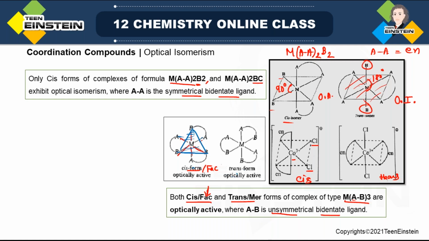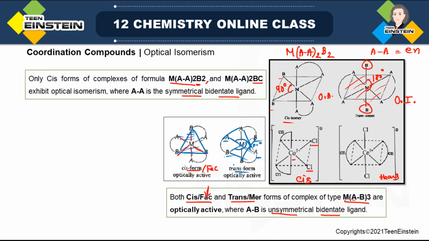And the second one, why are we calling it trans? Because at least two same atoms must be 180 degrees to each other. So 2B here you can see 180 degrees. And if you consider these two A, that is also 180 degrees. But why is it meridional? Now the reason that it is meridional is, if you are joining all the three same atoms, that is 3A, or you are joining 3B, then the plane that you are getting is not on the face, it is inside the octahedral geometry.